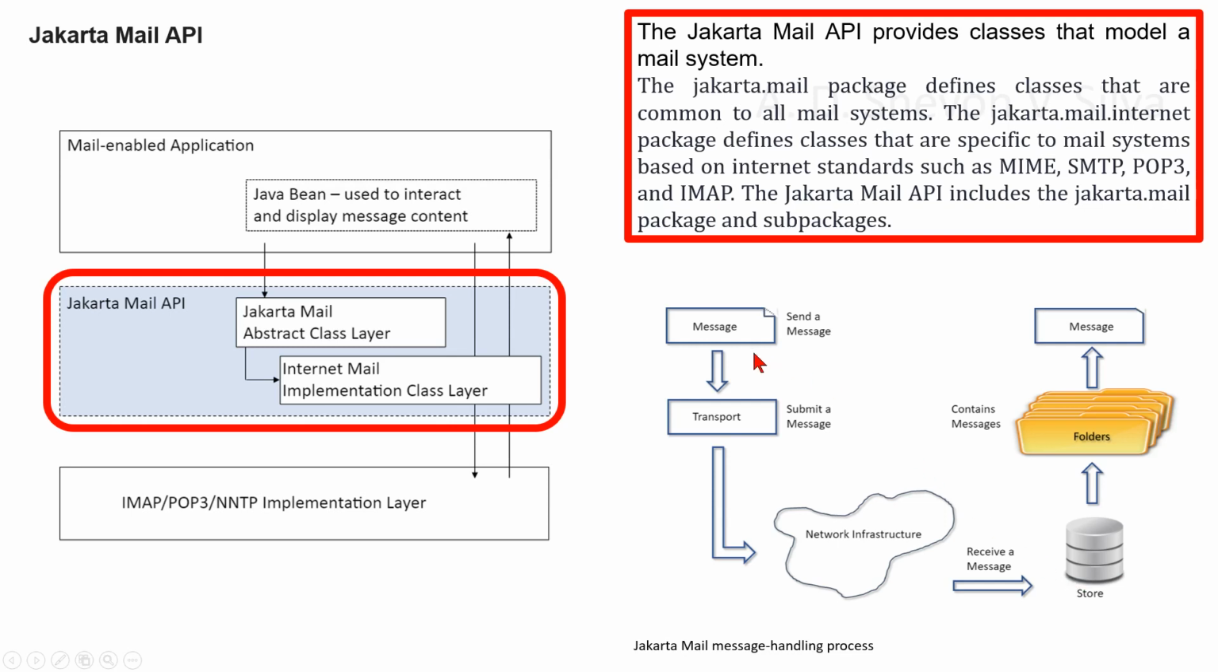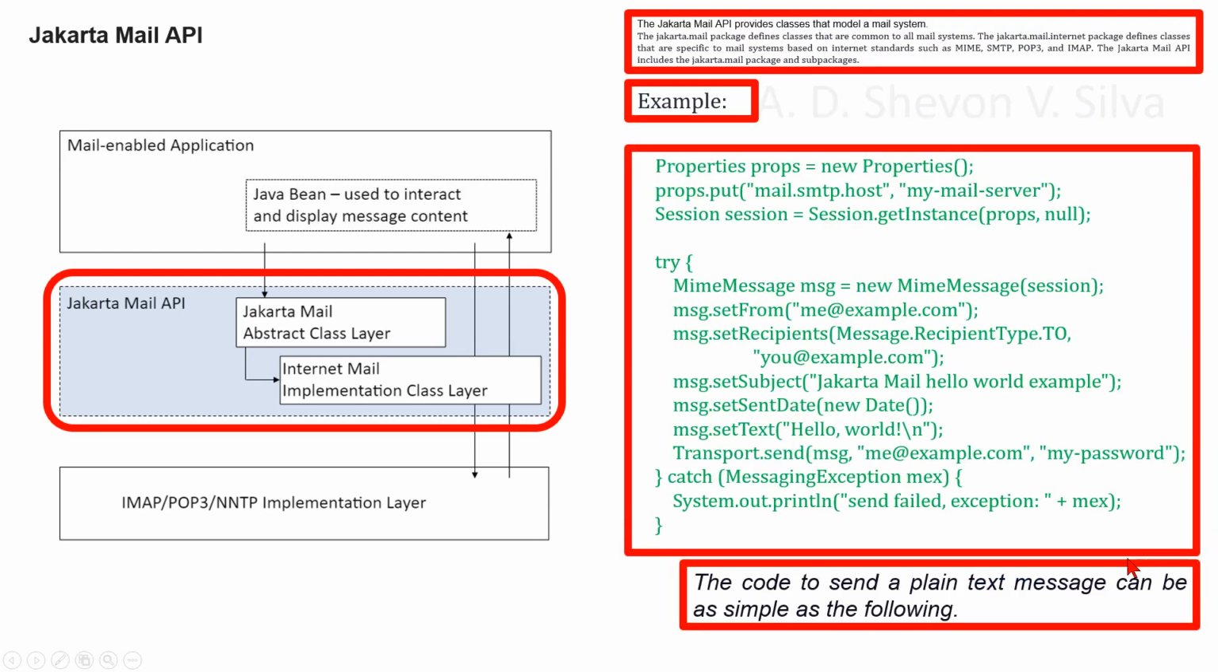Here you can see a message, send a message. Message is connected to transport. Here, submit a message. Transport is connected to network infrastructure. Network infrastructure is connected to store, and receive messages pass from network infrastructure to store, and store is connected to folders. Folders contain messages, and folders is connected to message. A code to send a plain text message can be as simple as the following.